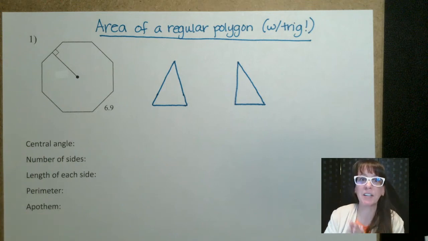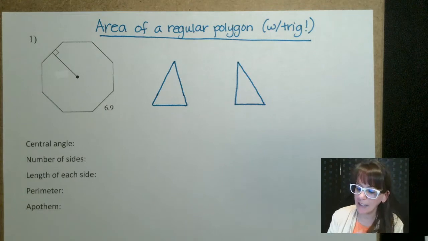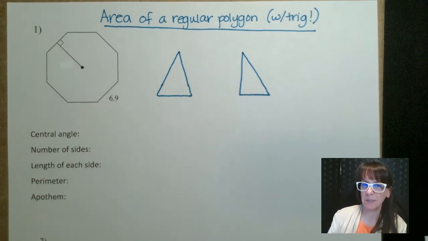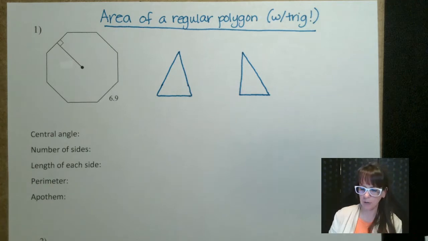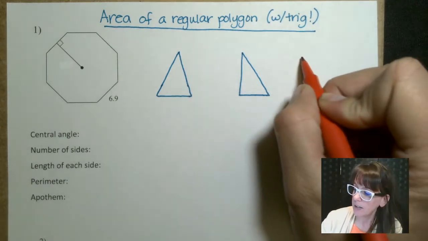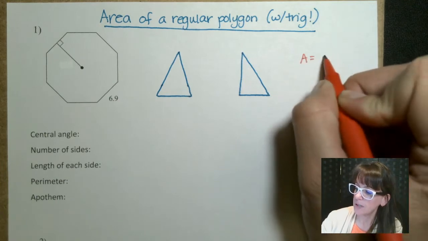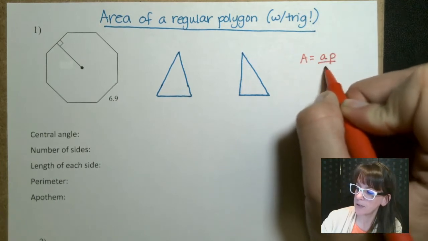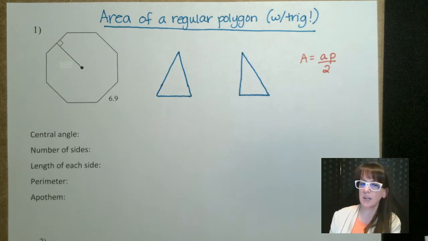All right, friends, today we're going to talk about finding the area of a regular polygon, but this time we are using trig to help us. So let's take a look. Notice I'm setting this up the same way I did with my other area of regular polygons, with central angle, number of sides, length of each side, and our perimeter and our apothem. That is because the area equals the apothem times the perimeter divided by 2. So it's going to be the same formula. We just have to do a little bit of extra work.